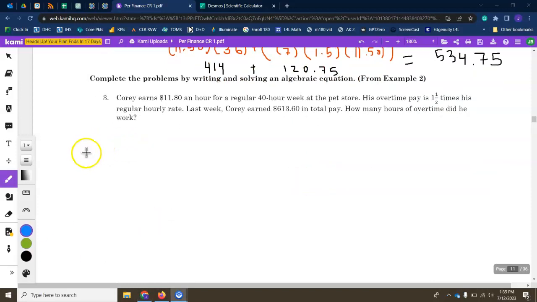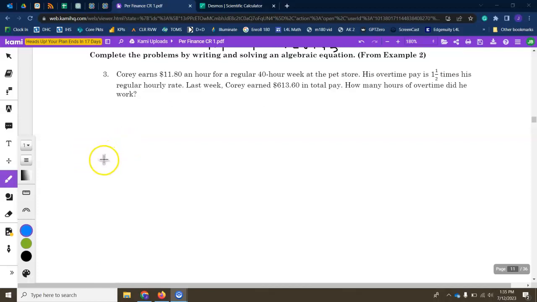Now for this problem, I erased number 4 below. Not that we're not going to do it, but just so that we have space, since I am trying to show you a lot of steps with such little space. Let's get into it. Corey earns $11.80 per hour.